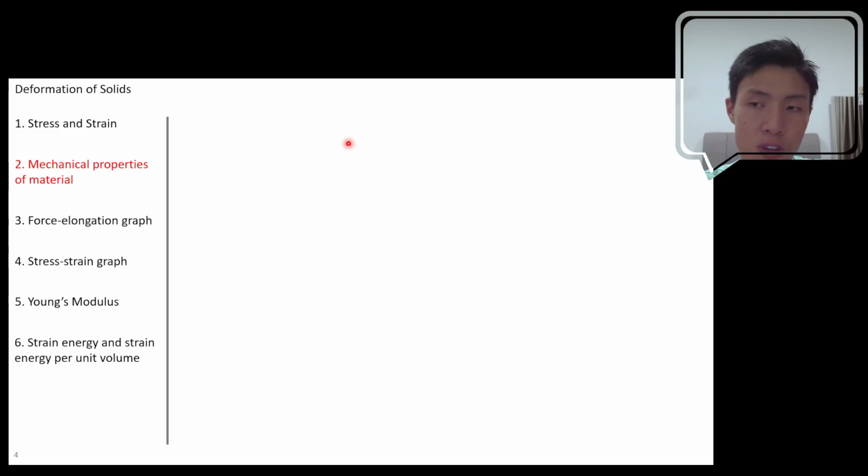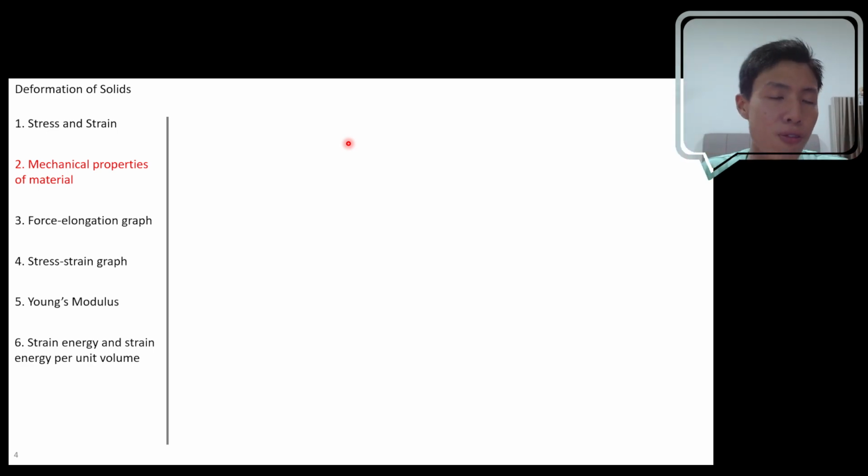Before we move on to talk about how the stress being applied on a specimen affects the strain experienced by the specimen, let's talk about a few specific terms that we use to describe the mechanical properties of a material. We usually say a material is strong. What does it mean by strong? If we say a material is stiff, what does it mean by stiff? When we say a material is brittle, what does it mean?